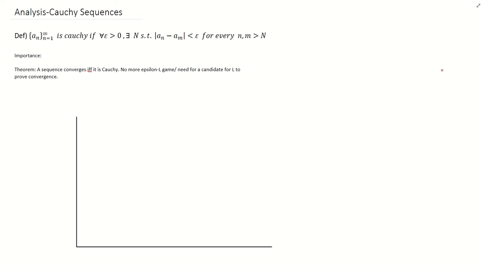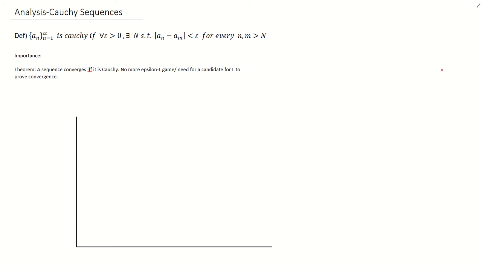Okay, so let's talk about Cauchy sequences. Let's start with just the definition, which I have written at the top here. A sequence a sub n is Cauchy if for every epsilon greater than 0, there exists a big N such that the absolute value of a sub n minus a sub m is less than epsilon for every n and m greater than N.